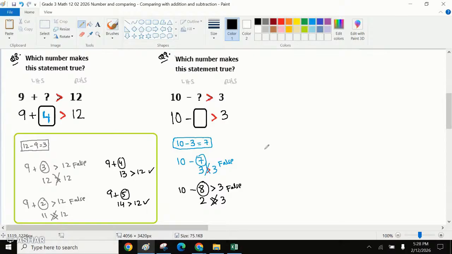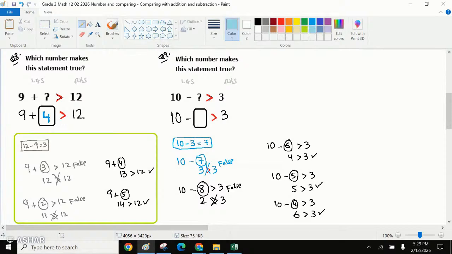So can we try another number? Can we try a number that is less than 7? If we try 6, it should be greater than 3. 10 minus 6 is 4, which is greater than 3. It's a true statement. Or if we try another number that was smaller than 6, let's see. Is it greater than 3? 10 minus 5 is 5, which is still greater than 3. It's still true. If we take a 4, is it greater than 3? 10 minus 4 is 6, and it's still greater than 3.